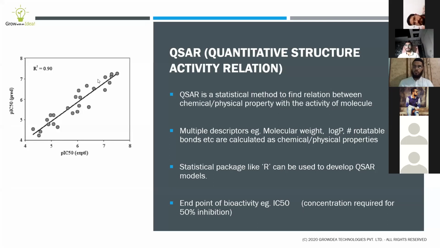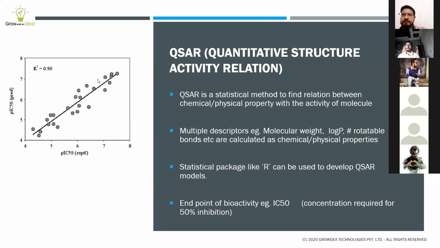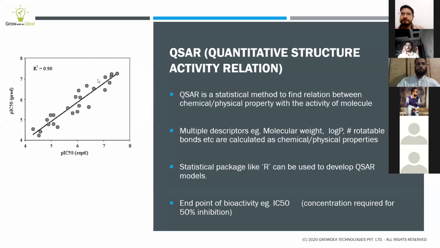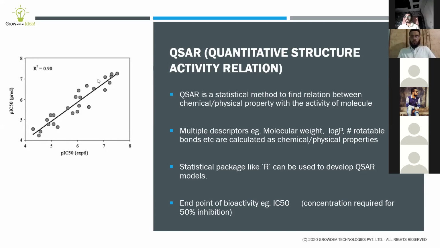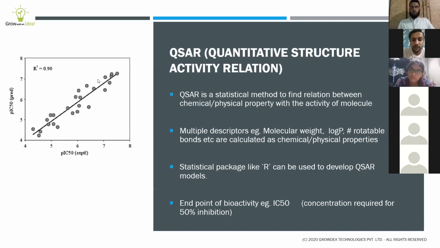As I said, for making the model, you need to collect the data. And what is the data? Data is the chemical compounds and their corresponding IC50 for the known ones. We will only make the model on the known data set. So on the known data set, we build the model, and then we use the model to predict the IC50, to predict the activity. I'm just reading it for you, that QSAR is a statistical method to find a relation between chemical or physical property and the activity of the molecule.